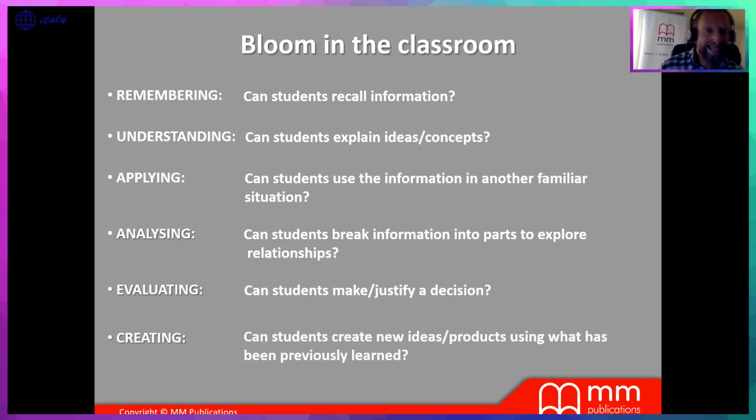And of course, reaching the summit of the pyramid, can students create new ideas, producing products by using what has been previously learned, like making a new connection with all that? As I said, this is a way of implementing by asking the right questions. I would say, for example, post-reading questions, if it is a reading comprehension text, that gives you the opportunity to implement what we talk about in theory and how we can implement Bloom's taxonomy in class.